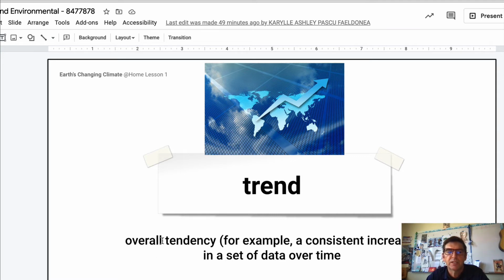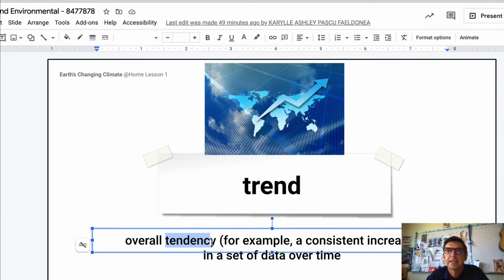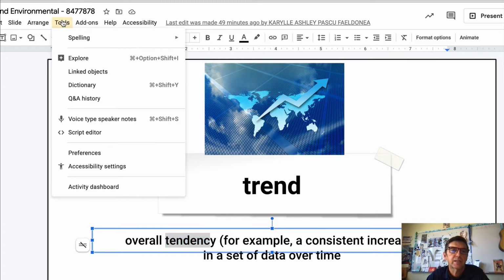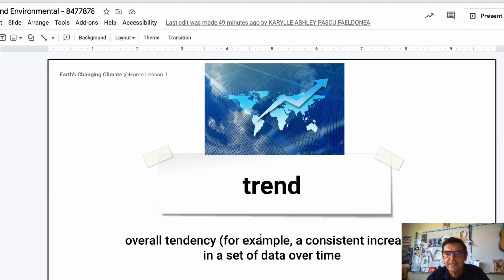Now maybe you don't know what tendency is. You can highlight it and you can click thesaurus, I think. And it'll even show you. You can click dictionary. It would show you what tendency means. For example, a consistent increase in a set of data over time. We're going to be dealing with data. So a trend, like it gets warmer today, it's warmer tomorrow, it's warmer the next day, that's a warming trend. And they're using a map to show that.